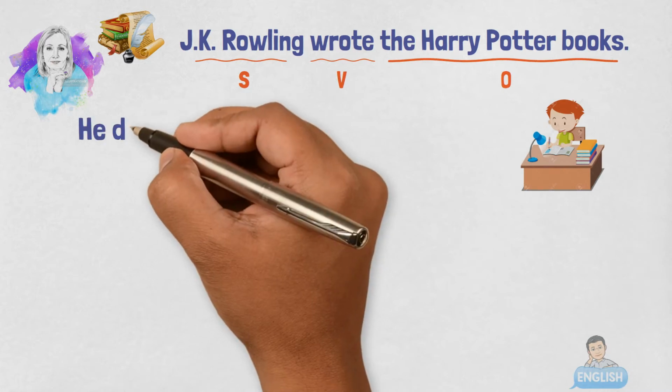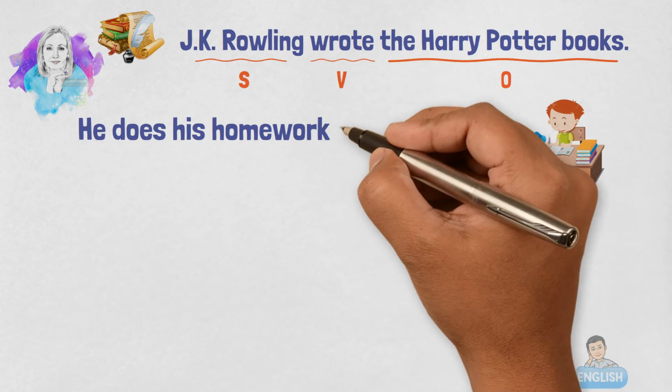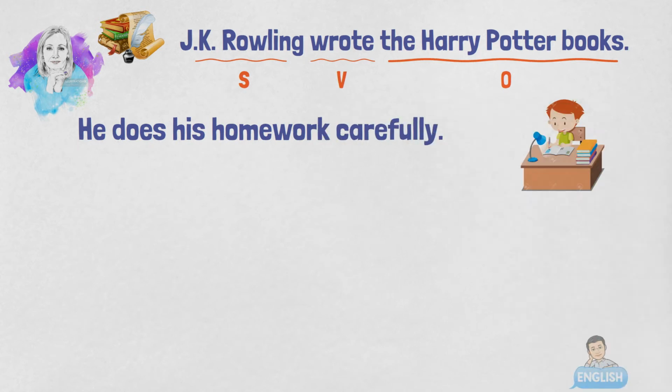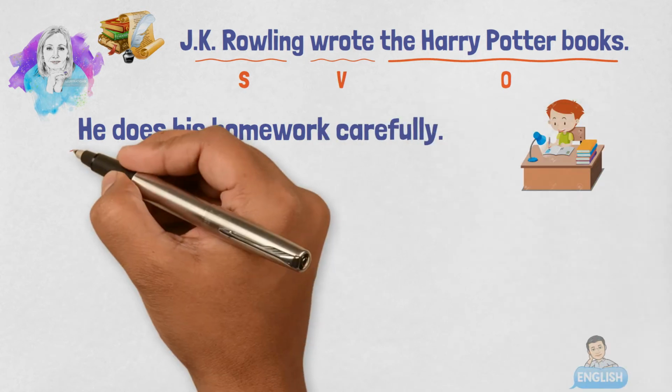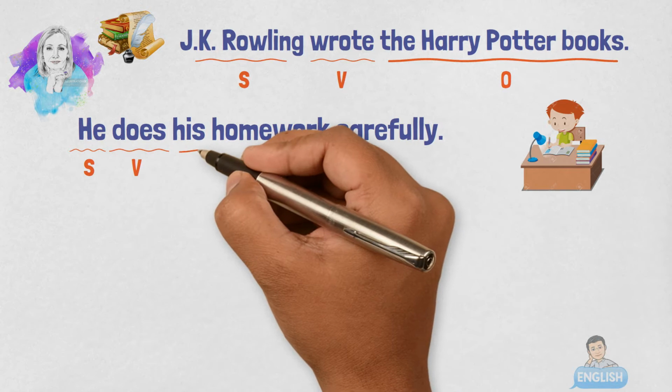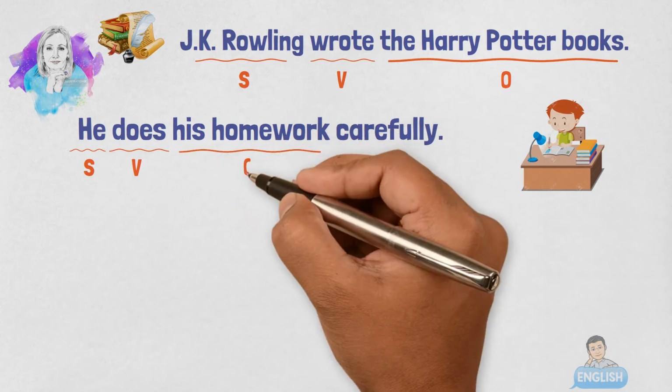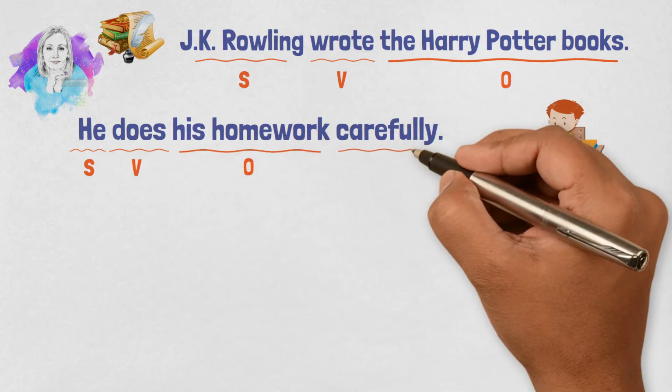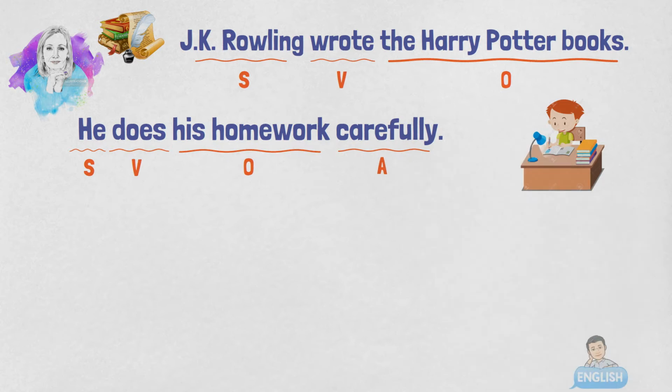He does his homework carefully, in which he is the subject, does is the transitive verb, his homework is the object, carefully is the adverb of manner.